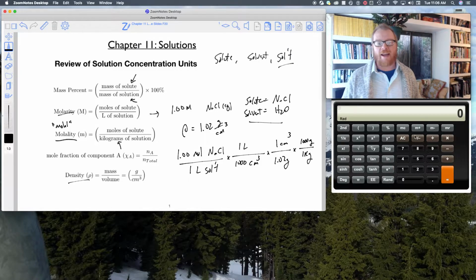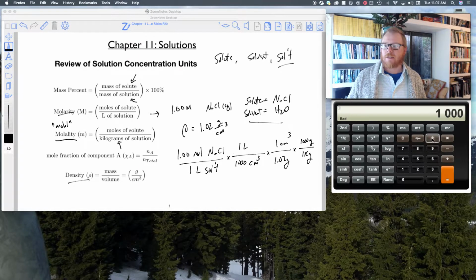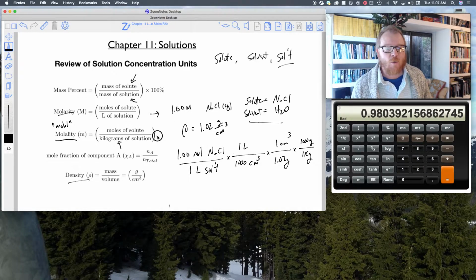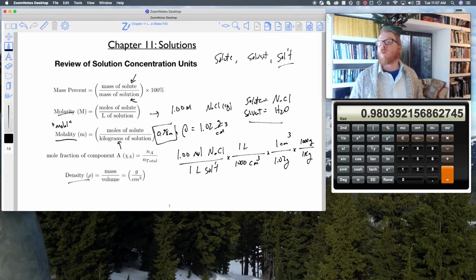So my 1 molar NaCl solution will have the following molality. It's going to be 1 times 1 times 1 times 1,000, all divided by 1 times 1,000 times 1.02 times 1. So 1,000 divided by 1,000 is 1. Divided by 1.02 gives me 0.98. So my 1.0 molar solution will be 0.98, and we use a little m, molal.